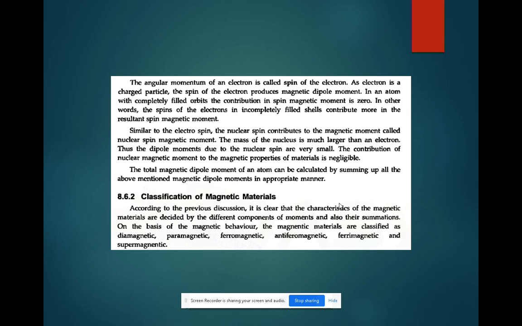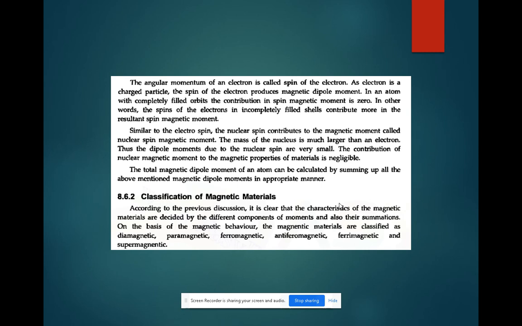So in an atom, in a completely filled orbit, the contribution to the spin magnetic moment will be zero. In other words, we can say that the spin of the electrons in the incompletely filled shells contributes more to the resultant spin magnetic moment. So the angular momentum of the electron will have the spin of the electron, and the spin of the electron will produce the magnetic dipole moment.